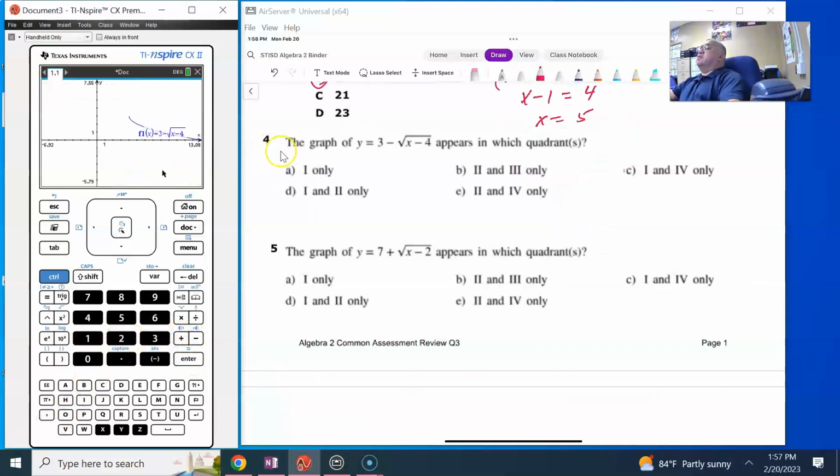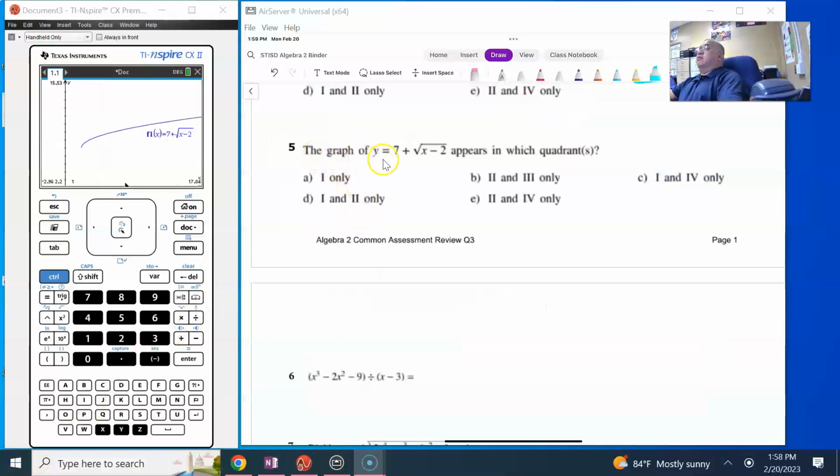For number 4, it says the graph of y equals 3 minus square root of x minus 4 appears in which quadrant? It looks like it goes from 1 and it goes into 4, so I'm going to say C. Remember, this is the first quadrant, this is the second quadrant, third quadrant, fourth quadrant, and there it is.